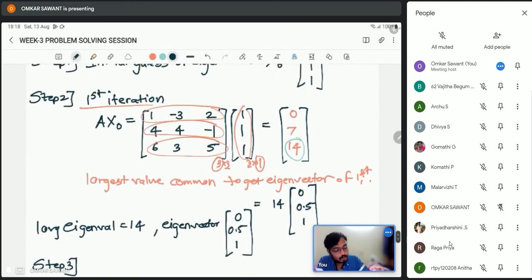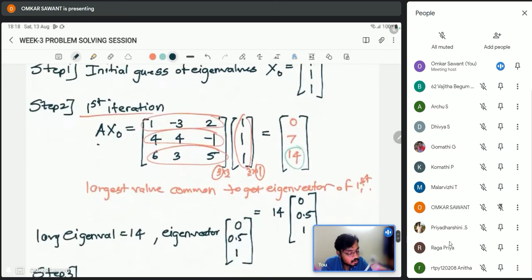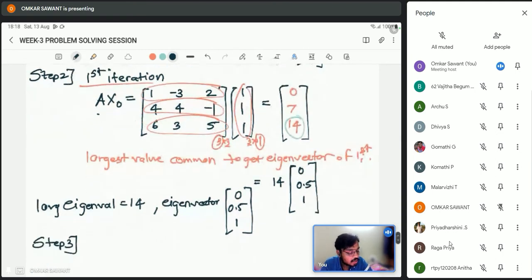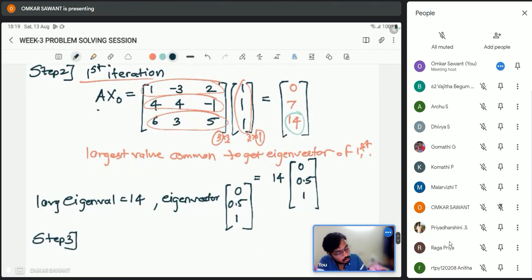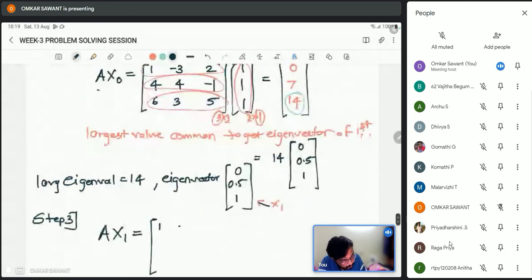What we did: we took this x0, multiplied with the matrix, got a value, and took the largest value from it to get the largest eigenvalue and eigenvector. So now this will be your new x0, means we can say x1. In the second iteration, A x1, again the same A. What will be the A? 1 minus 3 2, 4 4 minus 1, 6 3 5, times 0.51. You will not take 14.